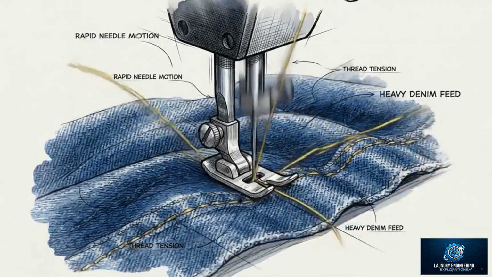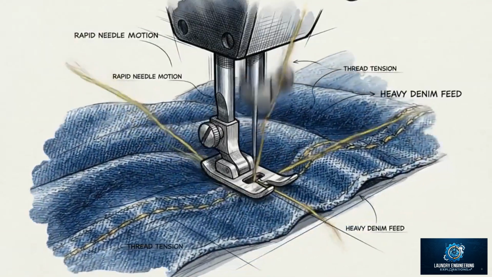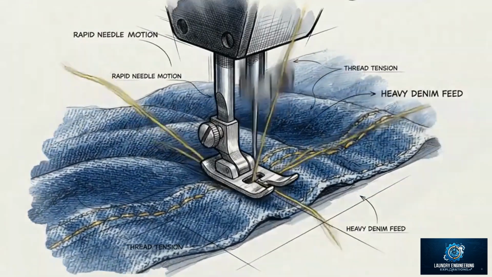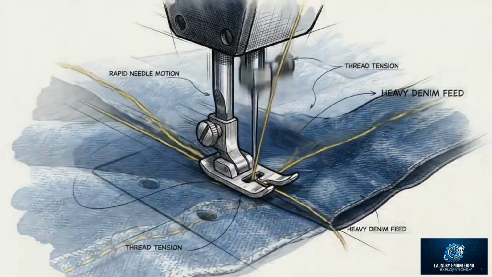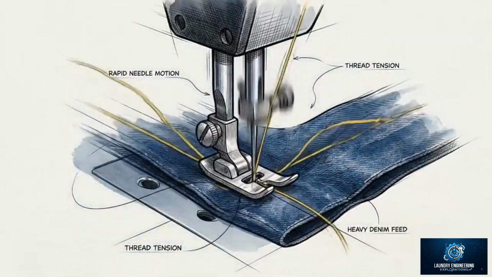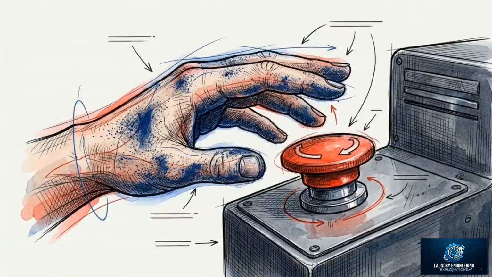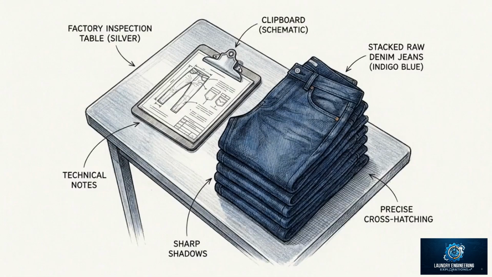Industrial garment manufacturing operates at a blistering pace. At thousands of stitches per minute, a single mechanical miscalibration multiplies into a cascade of failed units before the operator can hit the stop button. We are looking at a pre-wash quality audit conducted at Shazeb Washing and Dyeing.